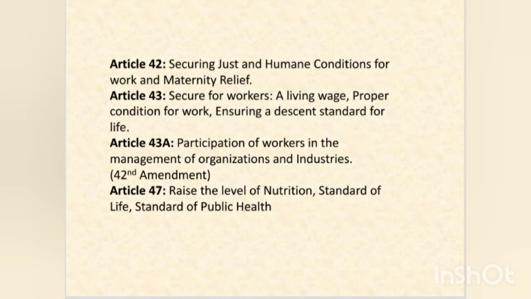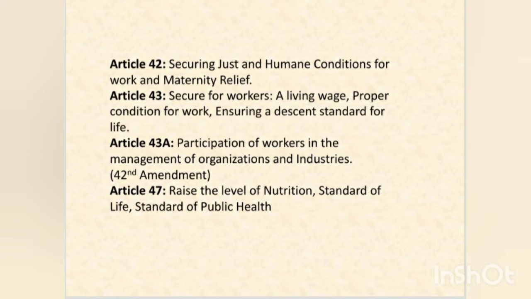Then we have Article 41, which is to provide the citizen with the right to work, education, assistance in employment, old age, disease, and other disabilities. Then we have Article 42, which is securing just and humane conditions for work and maternity relief. Then we have Article 43, which is to secure for workers a living wage, proper conditions for work, and ensuring a decent standard of life. Then we have Article 43A, which is participation of workers in the management of organizations. Then we have Article 47, which is to raise the level of nutrition, standard of life, and standard of public health.